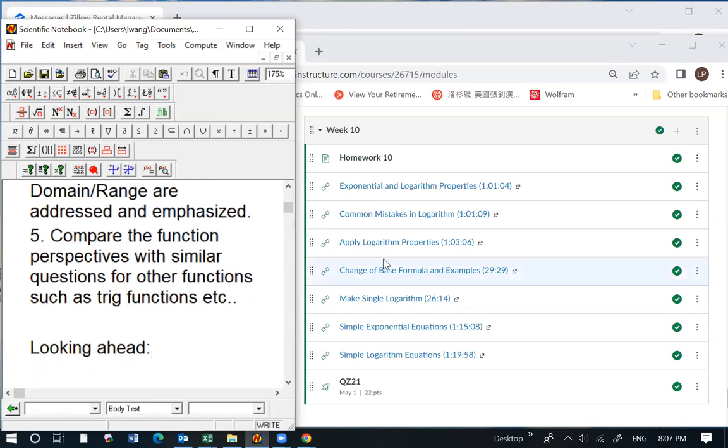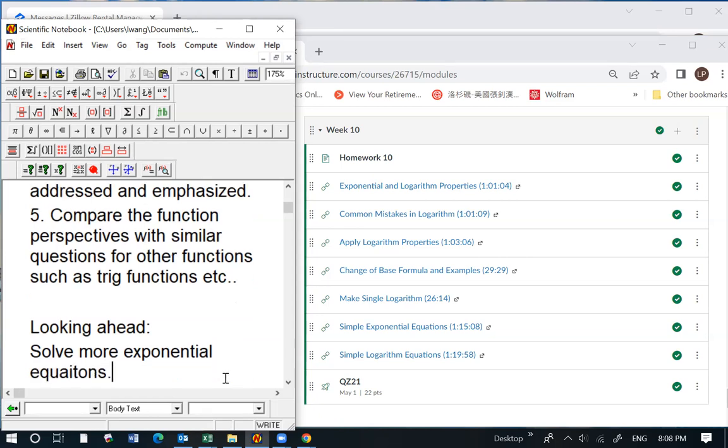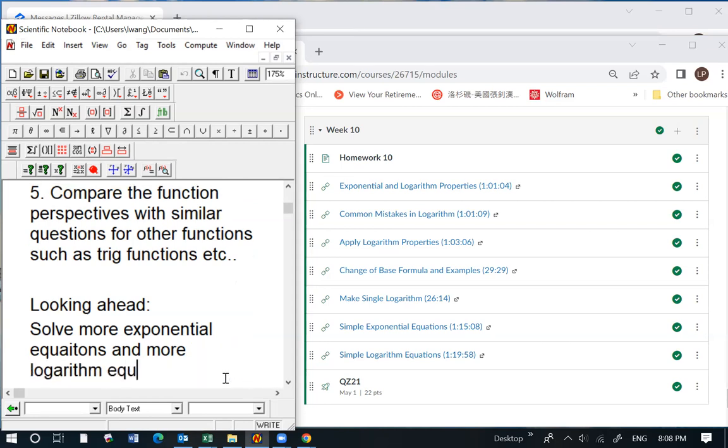We will come back to solve exponential equations. So here we're solving simple exponential equations and simple logarithm equations. We will come back to solve more exponential equations and more logarithm equations. That will come in the next few weeks.